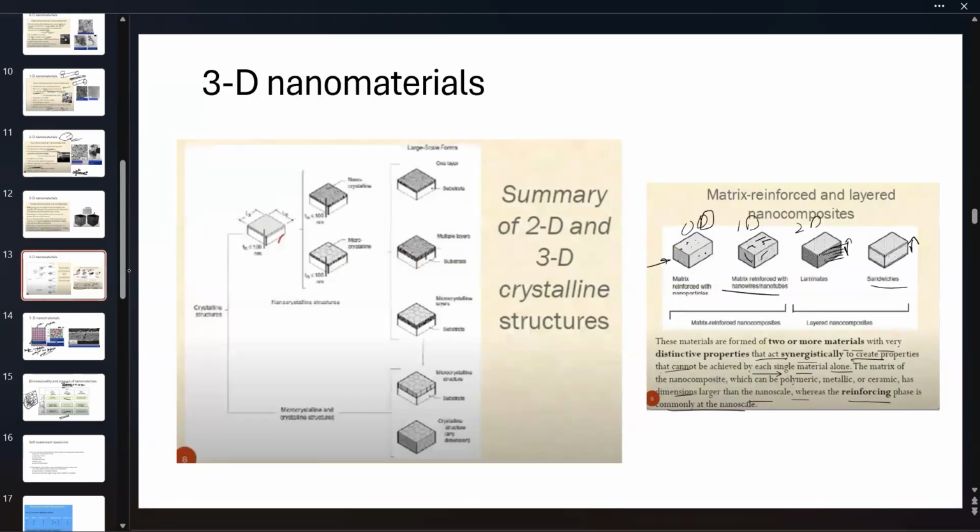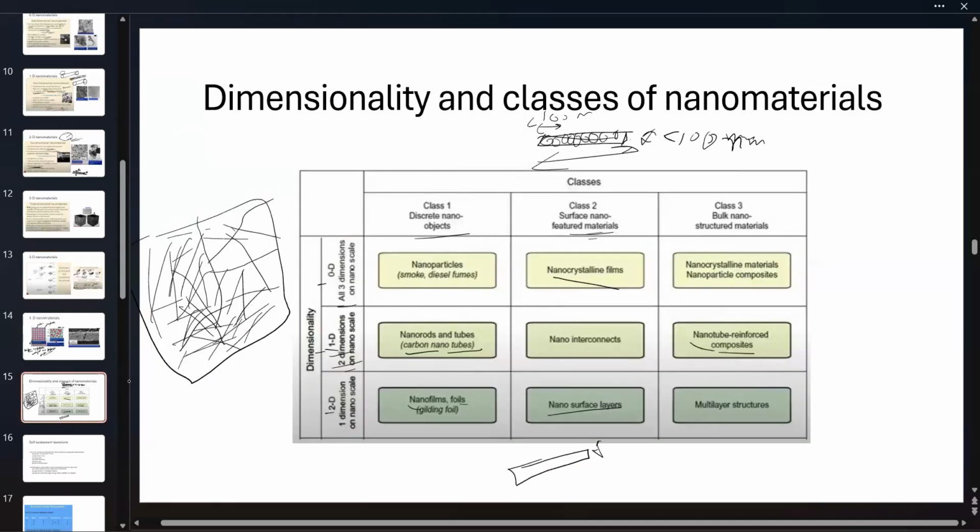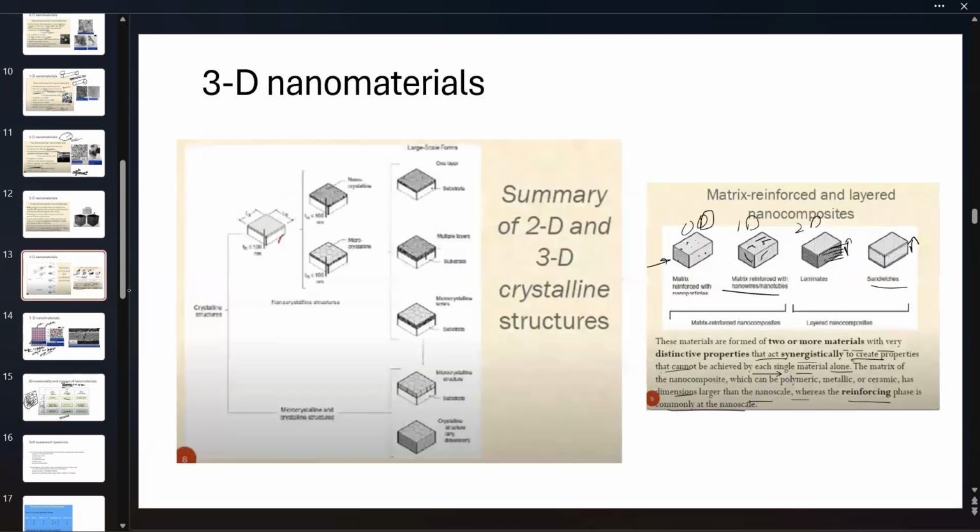Second one. Finally, you get a bulk structure using 2D nanomaterials, like nanosheets, maybe. So there you can have laminates of standard type structures.